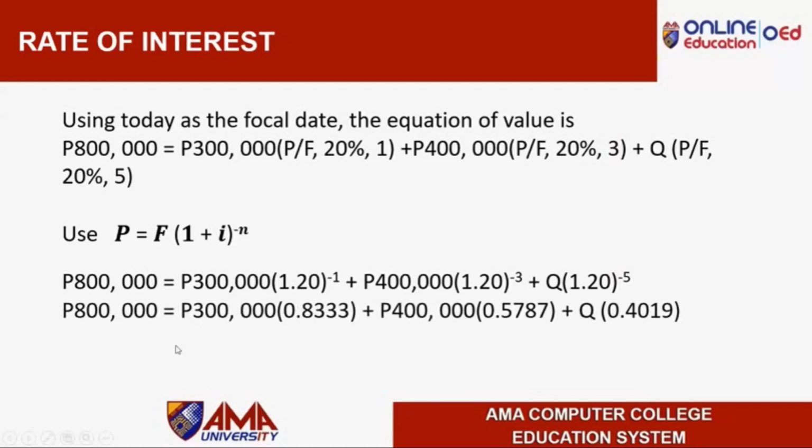So we have now 800,000 equals 300,000 multiplied by 0.8333, plus 400,000 multiplied by 0.5787, plus Q multiplied by 0.4019. So the Q now is 792,560.